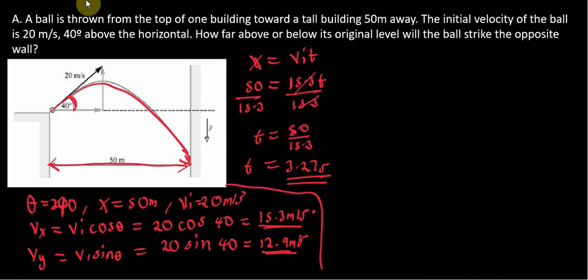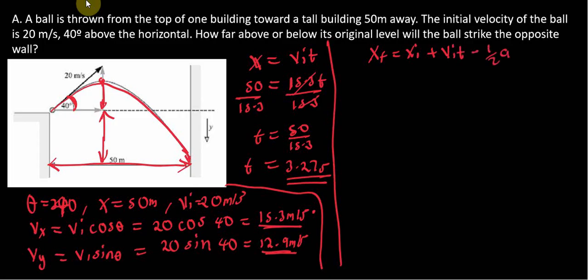Then after doing that, we need to calculate the displacement, or the distance, from here above and below. So how do we do that? That's where we have to put this now. What was the initial displacement? This is 0. Then the initial velocity in the y-axis is this part here, so it will be 12.9. What was the time that it took?